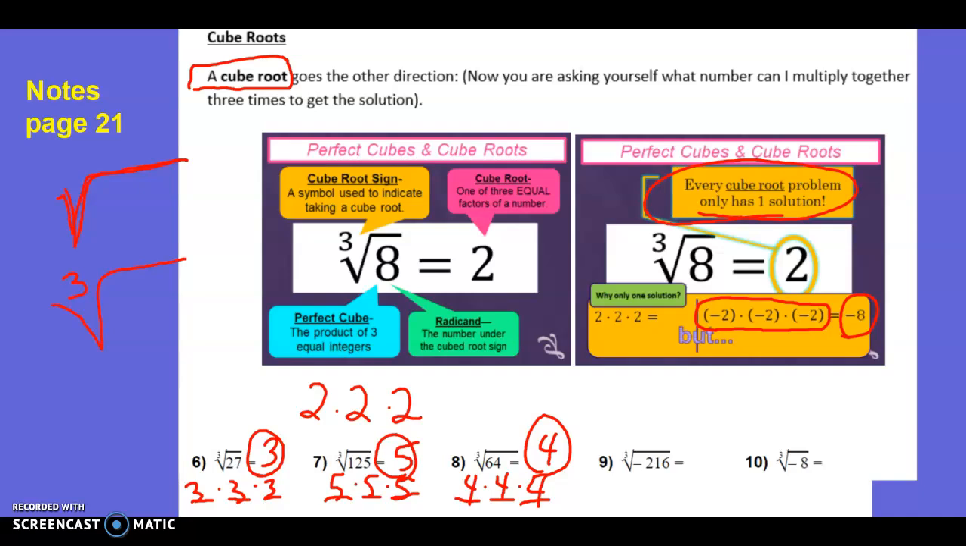Now look at these last two. There's actually a negative sign under that radical sign there. But that's okay, because I could take a negative number times a negative number times another negative number, and that would equal a negative number. So what I need to do is figure out which number, when I multiply it by itself 3 times, is going to give me a negative 216. You can hit pause and hit play when you are ready.